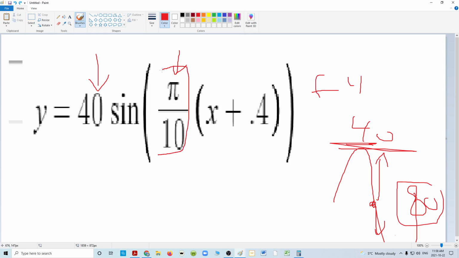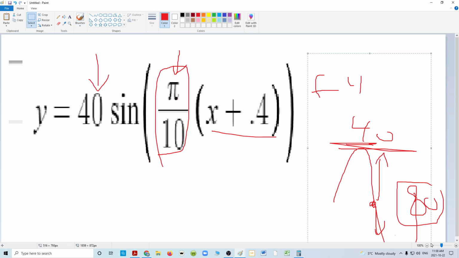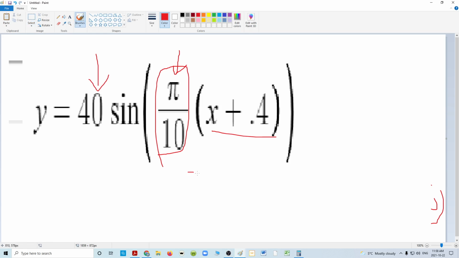This affects the period. This affects the horizontal translation. So this thing is not moving to the right by 0.4. This whole graph is moving to the left by 0.4. And we're not sure the significance of 0.4 until we figure out the new period. Well, a normal period is 2 pi. Ignoring this transformation, this new period is pi over 10x.